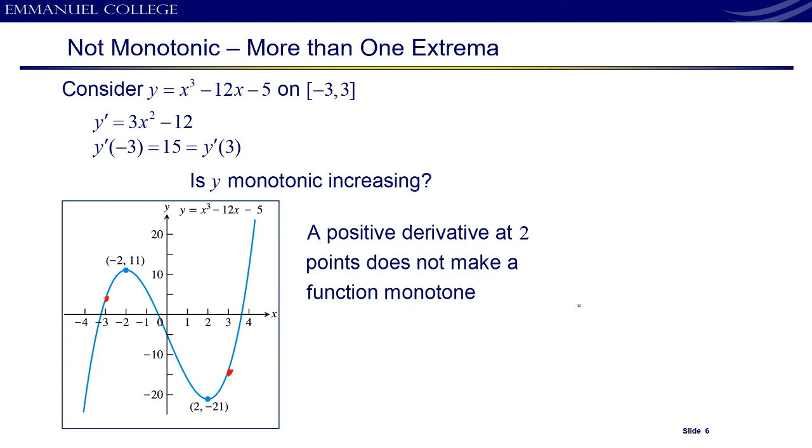So you have to be careful. Just because the derivative is positive at 2 points doesn't make a function monotonic. This is why I say check roots, check where the derivative equals 0. Because you can see if we set this one equal to 0, then we get 3x squared equals 12. x squared equals 4. So thus x is equal to positive and negative 2, which if you look, lo and behold, positive and negative 2 just happen to be where we go from increasing to decreasing.